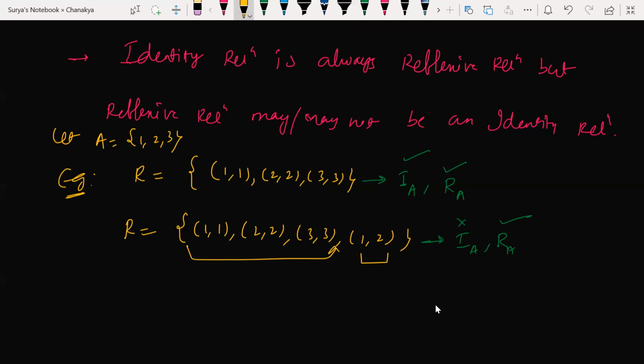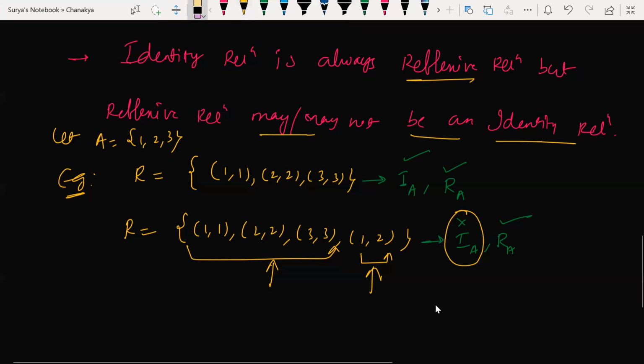Now others. So mandatory only doublets are there, but this one is coming extra. That is the reason why we are not saying that it is an identity. Other extra ordered pair is coming. Okay, that is a relation. Identity is always reflexive, but a reflexive relation may not be an identity.